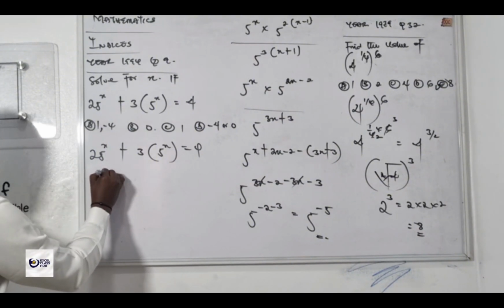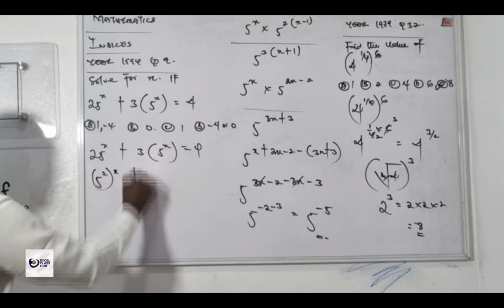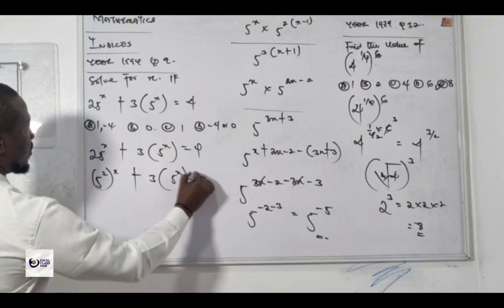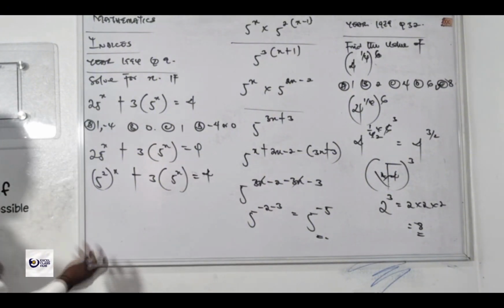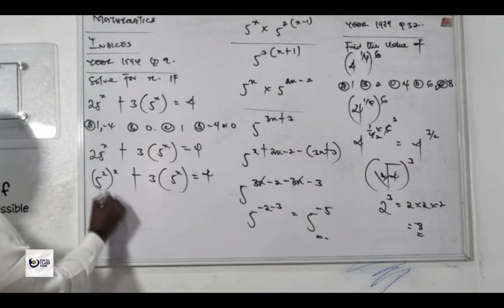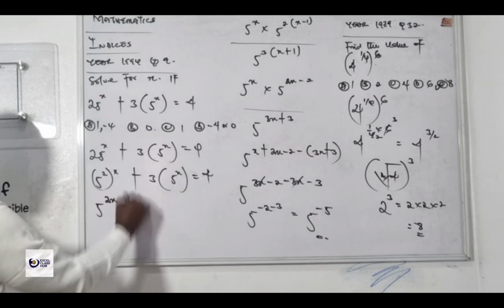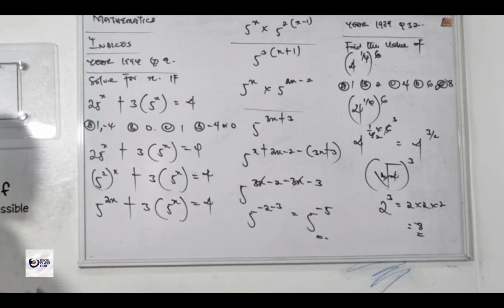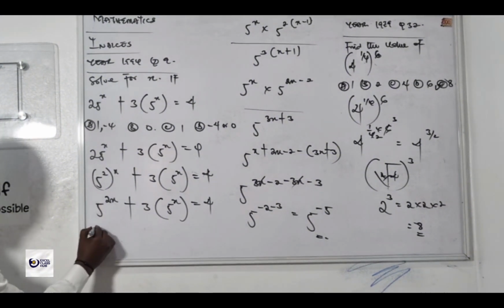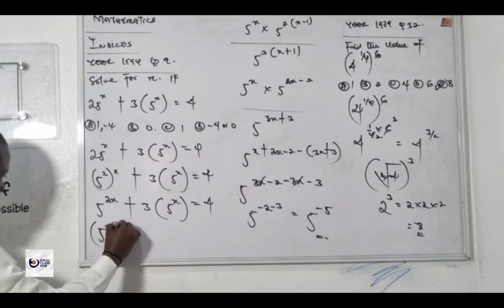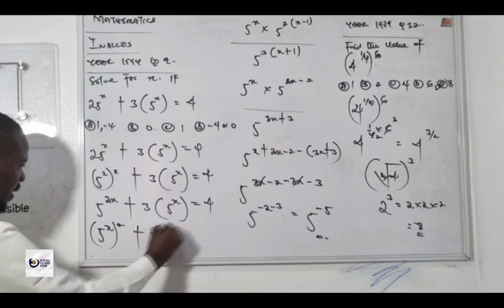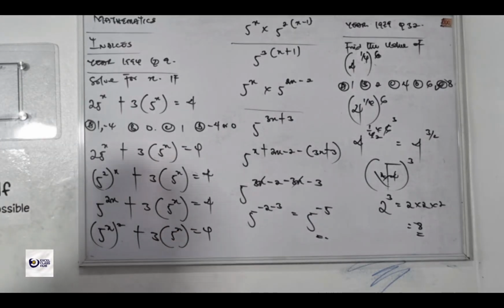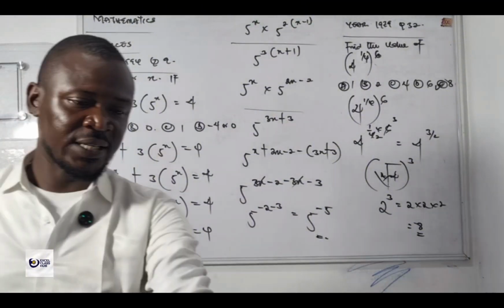Or just do it like this: 5 raised to power 2, and you see x outside of it, plus 3. 5 raised to power x equals what? Everything equals 4. At the same time, I can see that 5, 2 times x will give me 2x plus 3. 5 raised to power x, everything equals 4. This is 5 raised to power 2x. I can change it back to 5 raised to power x, everything squared, plus 3. 5 raised to power x, everything equals 4, which is still the same thing.